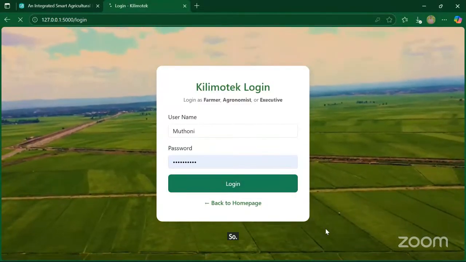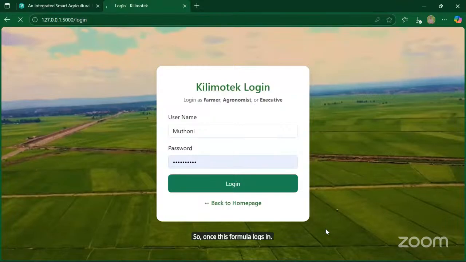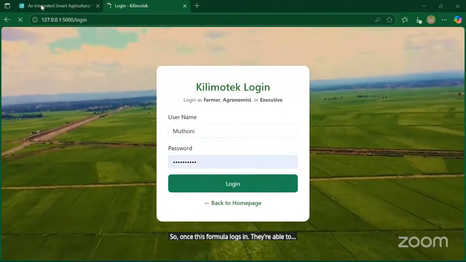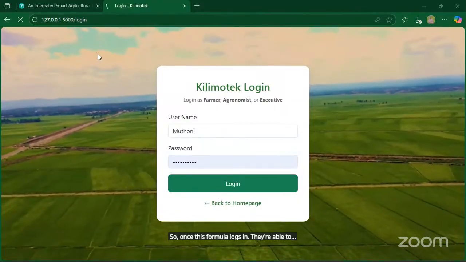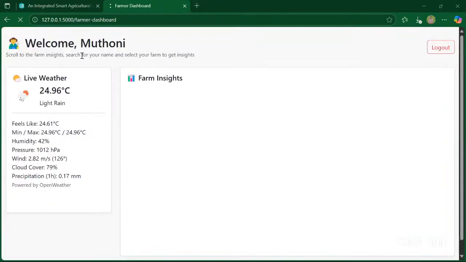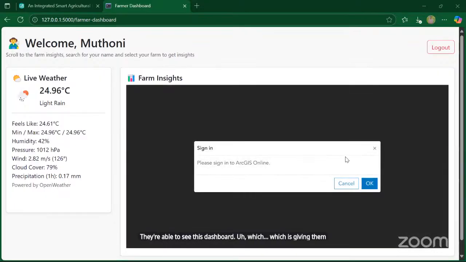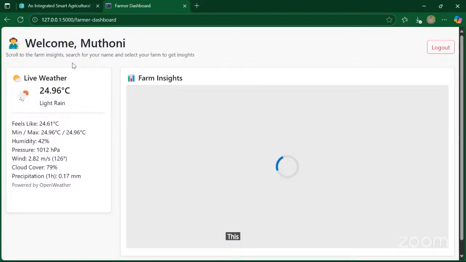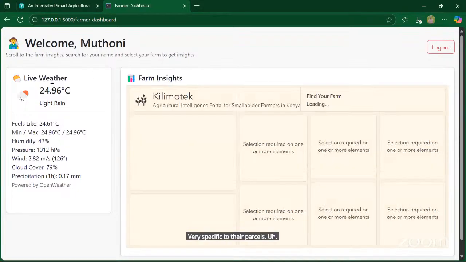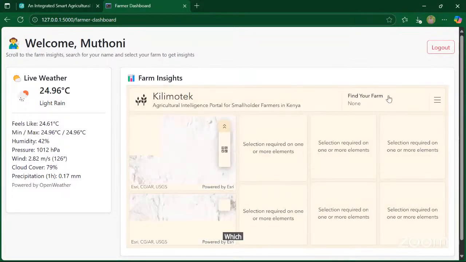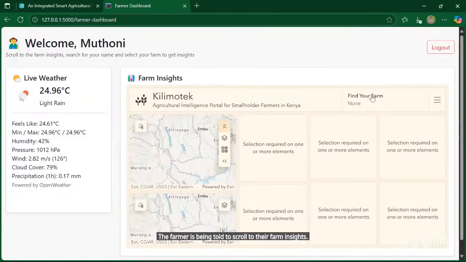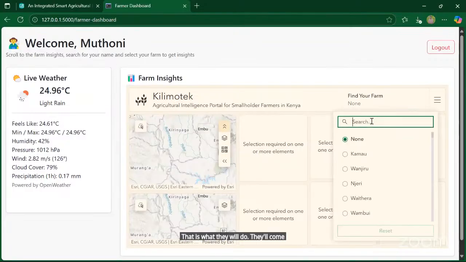So once this farmer logs in, they're able to see this dashboard, which is giving them their farm insights, very specific to their parcels. They can get the live weather of their parcels, which is very important. Now, the farmer is told to scroll to their farm insights. That is what they will do. They'll come here and search for their farm.